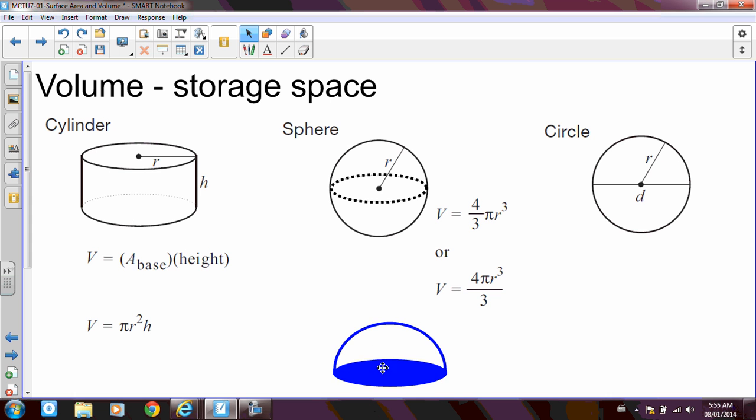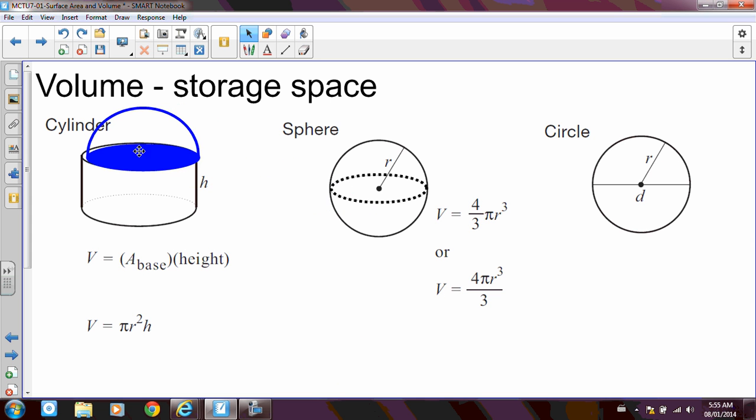So if we have a cylinder again, and the classic half of a sphere goes on top, the fact that the sphere has been put on top of the cylinder doesn't affect the amount of space that the cylinder takes up at all. So if I've got a volume of pi r squared h for the volume of the cylinder, it's not affected by the fact that the half sphere has been put on. So in this case, that formula works just fine for the cylinder part of the whole diagram.